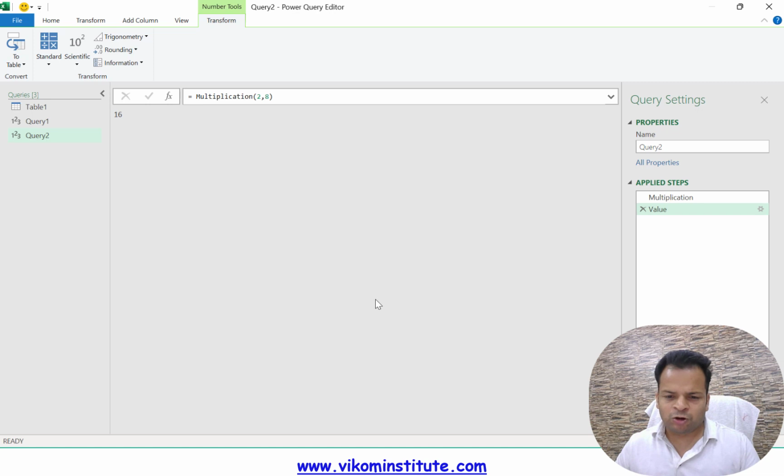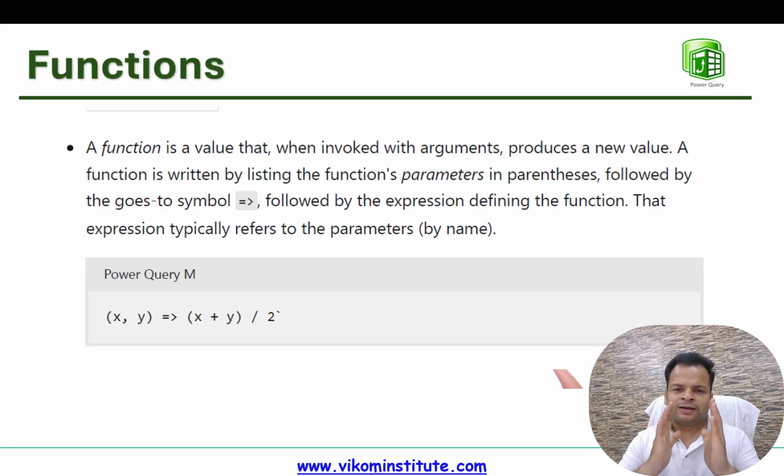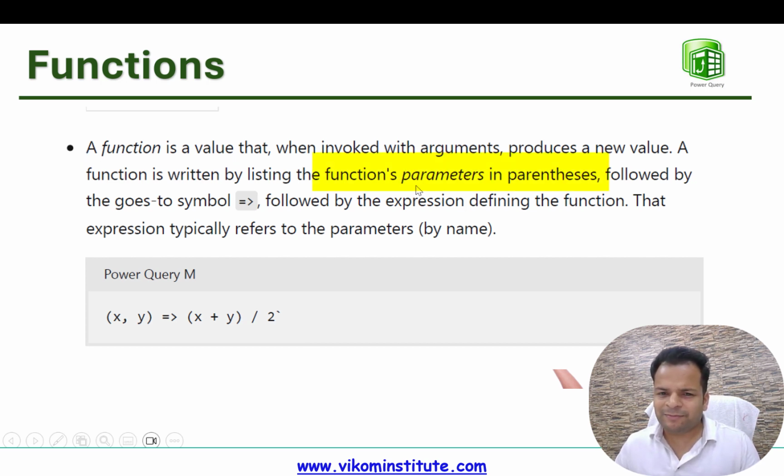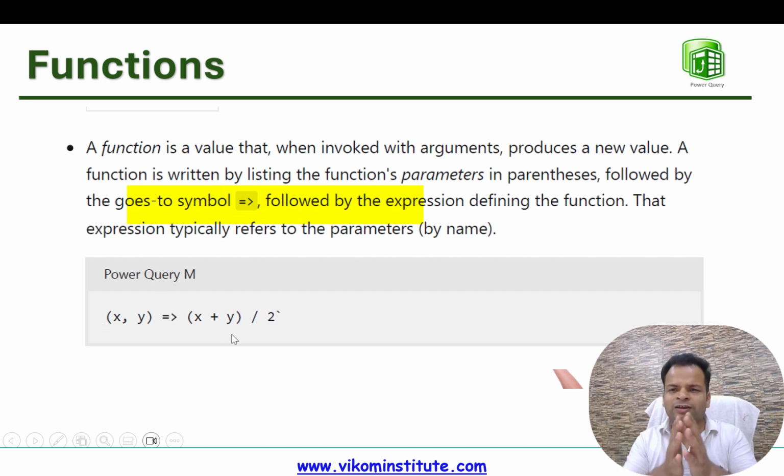Now if I open my template, you can see a function is basically in parentheses. You need to give the parameters or arguments in the parentheses, followed by the goes-to symbol. This symbol, equal to, greater than, is also called the goes-to symbol. This is generally how we write a function in Power Query.